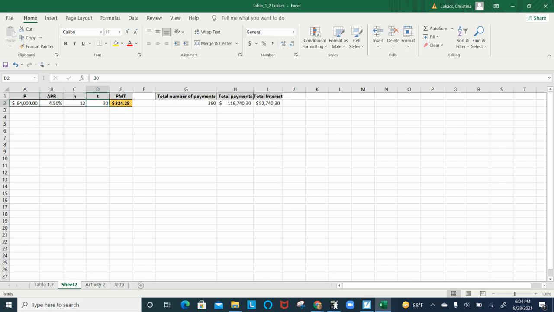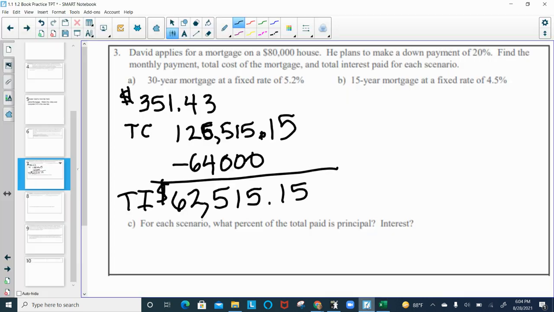So now our term is not 30 years. It is 15 years. Now look what's happening to his mortgage payment. Okay, he's paying more. I'm going to go write that down real quick. Per month, I should qualify that. He's paying a bigger payment every month, which makes sense because he's paying it off quicker. And it's still the same $64,000. He's just paying it off twice as fast.